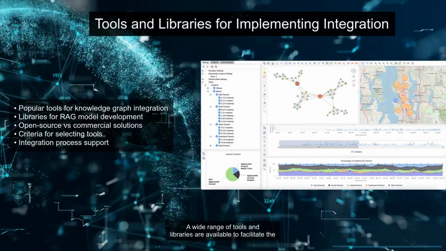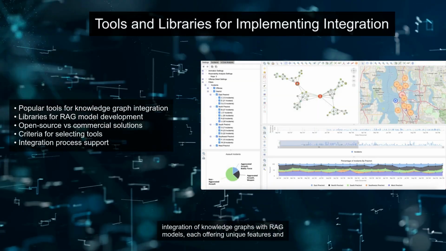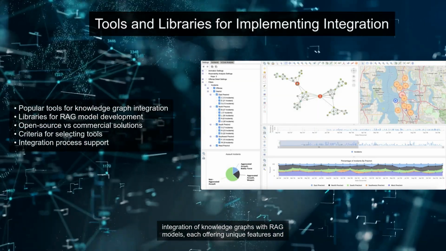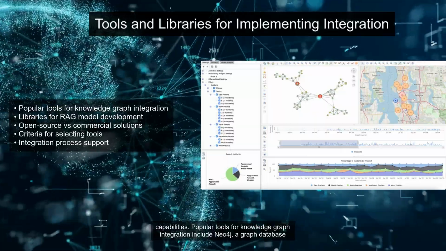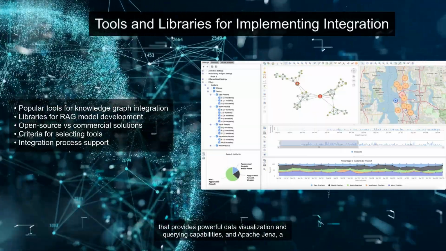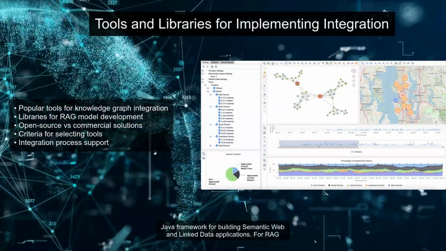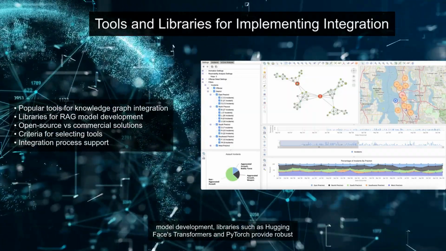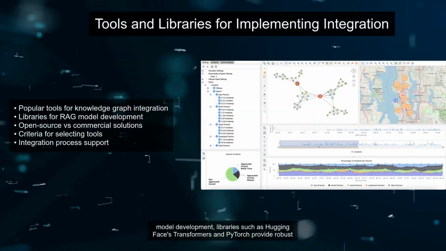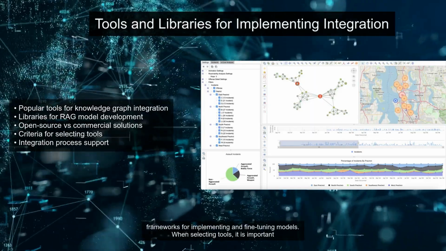A wide range of tools and libraries are available to facilitate the integration of knowledge graphs with RAG models, each offering unique features and capabilities. Popular tools for knowledge graph integration include Neo4j, a graph database that provides powerful data visualization and querying capabilities, and Apache Jena, a Java framework for building semantic web and linked data applications. For RAG model development, libraries such as Hugging Face's Transformers and PyTorch provide robust frameworks for implementing and fine-tuning models.